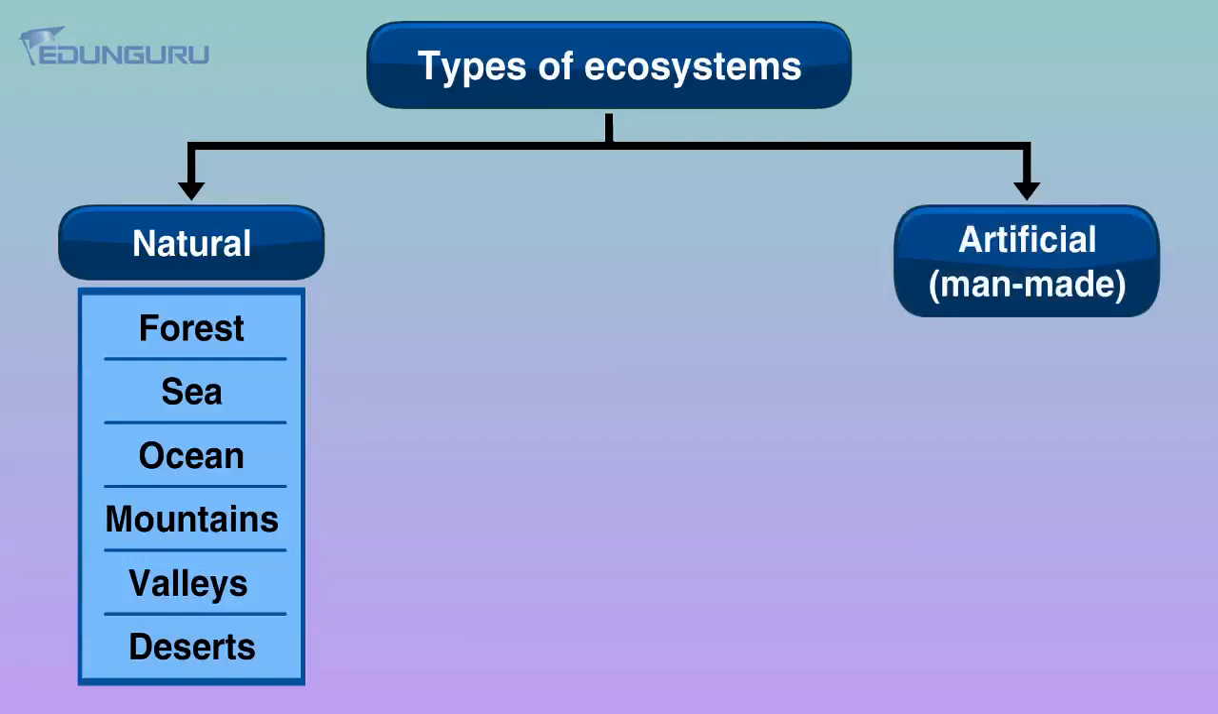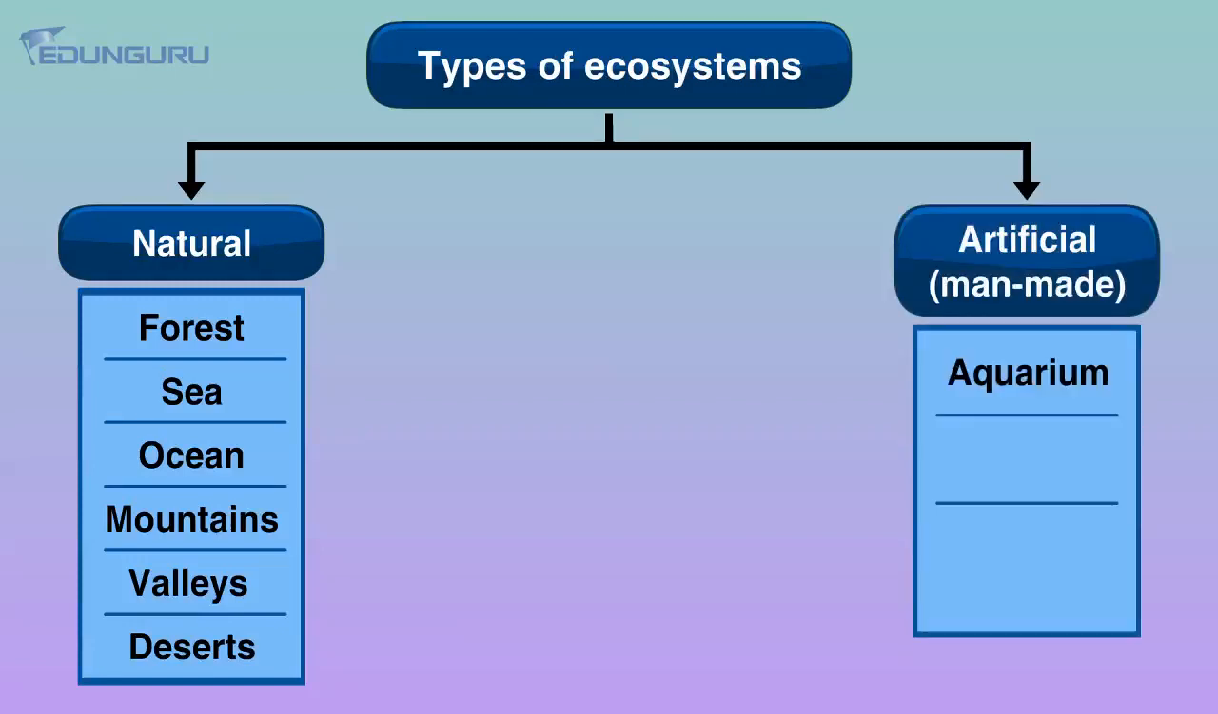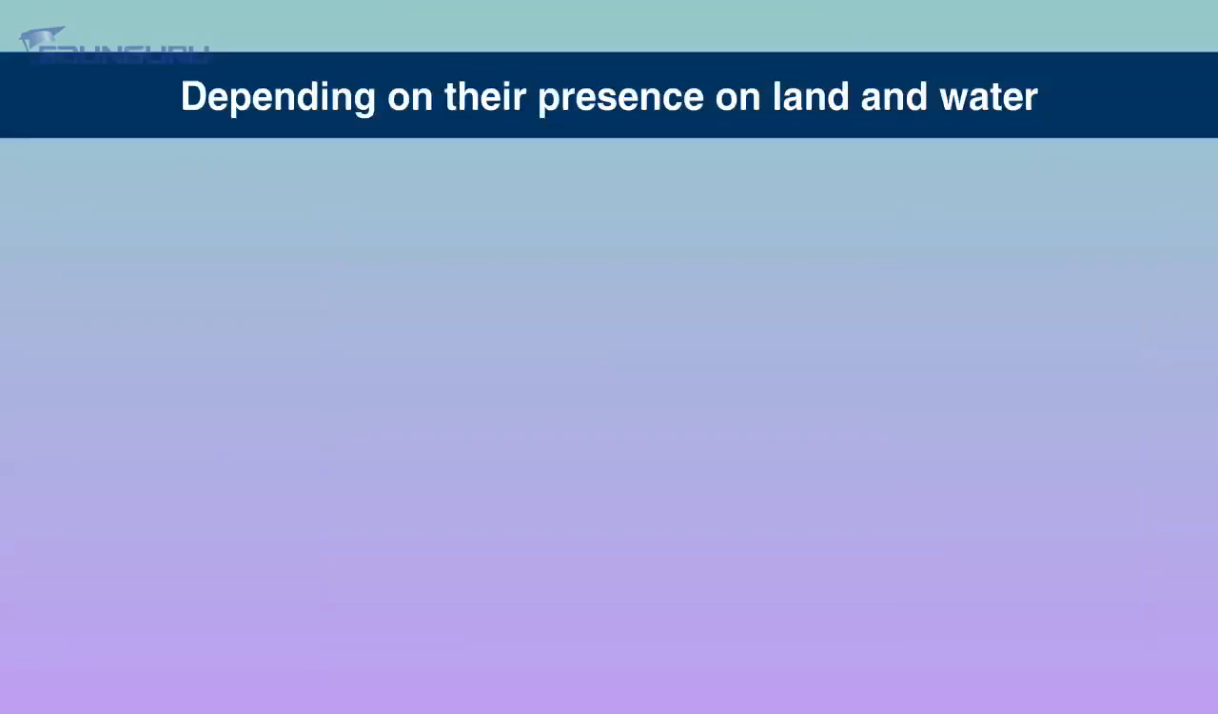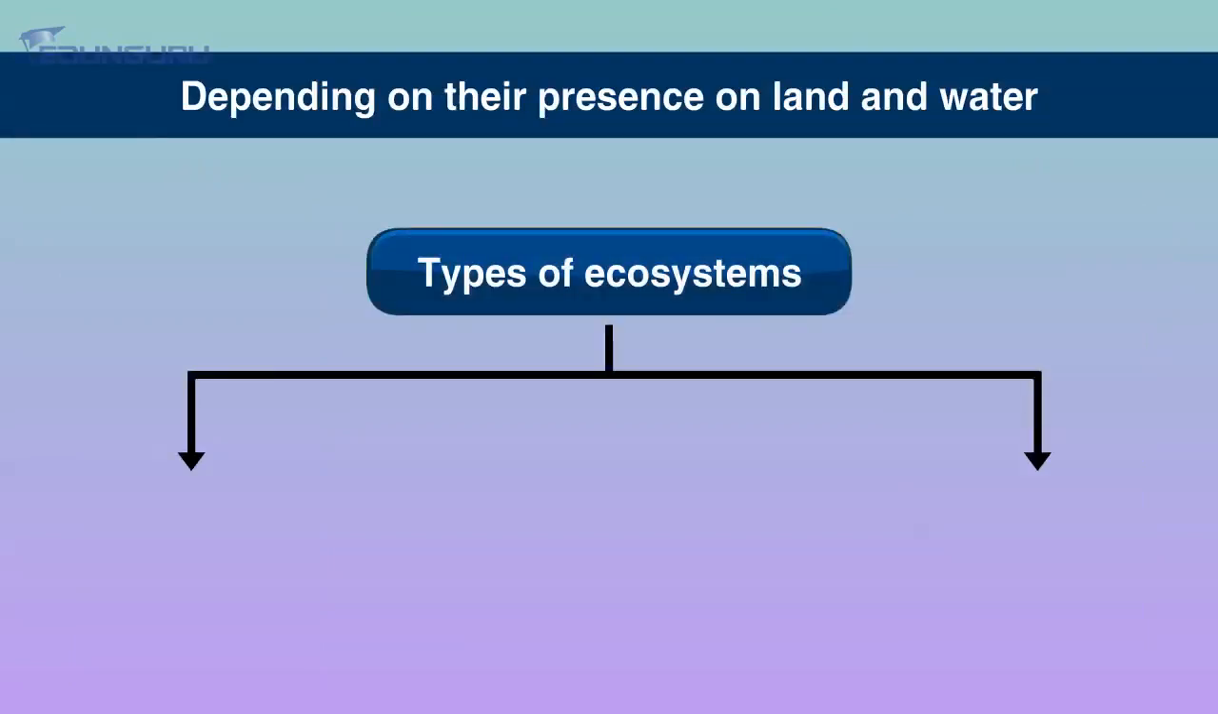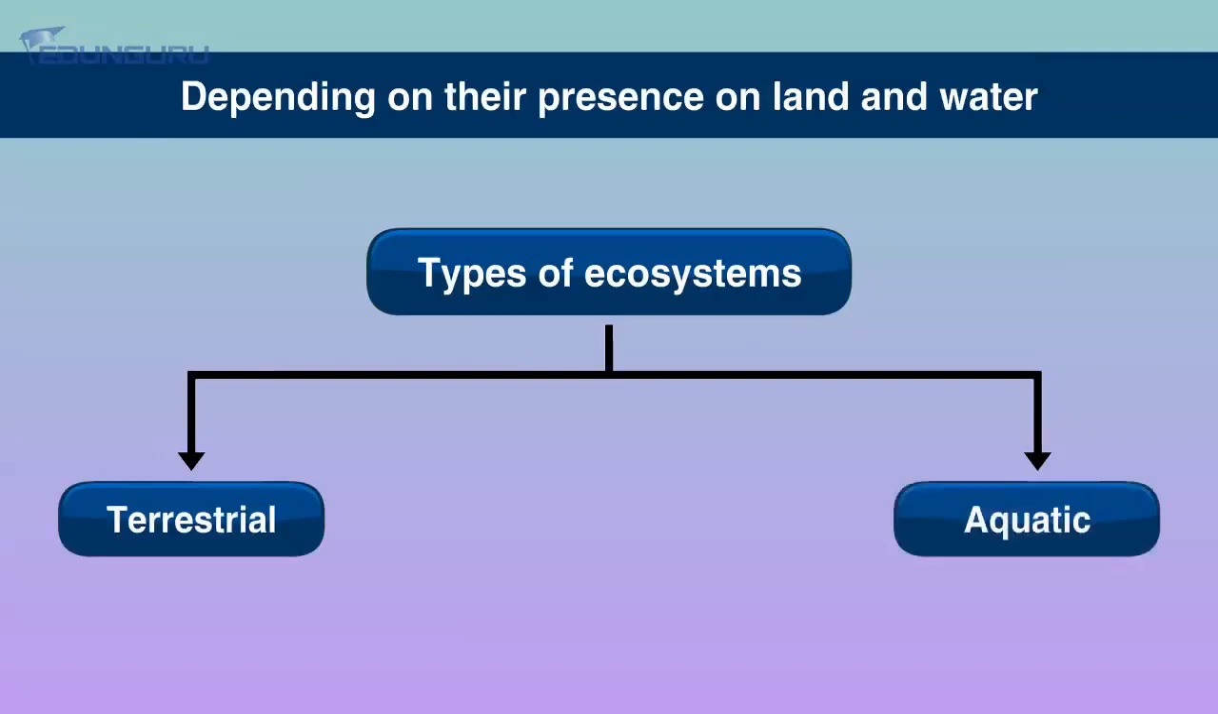Then artificial ecosystems, man-made. You make an aquarium, then a field is cultivated by a farmer, or you have a garden and a park. So, all these are known as artificial ecosystems. Now, depending on the land and the water, again we can classify them as terrestrial or aquatic ecosystems.